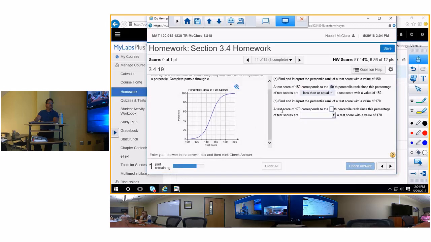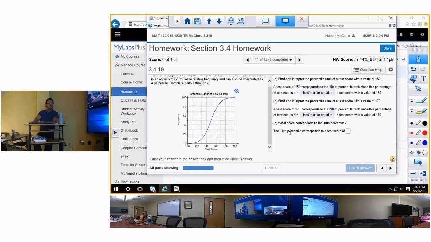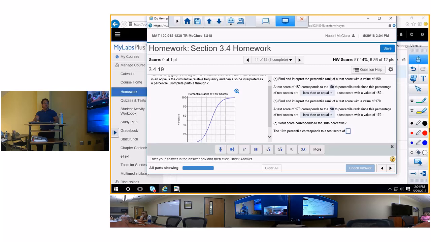Okay, test score is 170. 170 is going to be what? The 90th percentile, which means 90 percent are at 170 or below. The 10th percentile, you have to read it backwards. You come down here, there's the 10th percentile right there. The 10th percentile is going to hit right on what test score? 130.